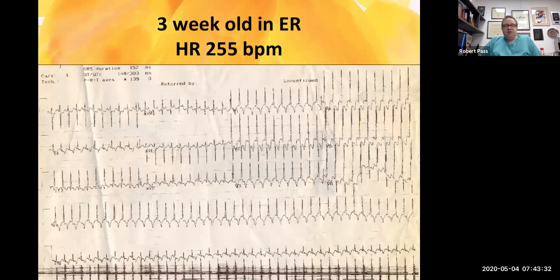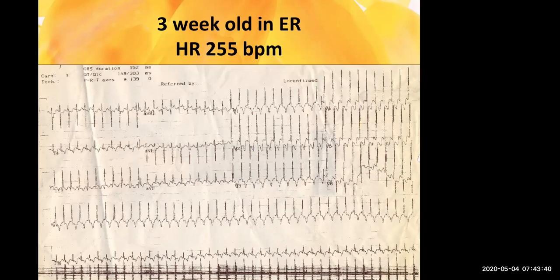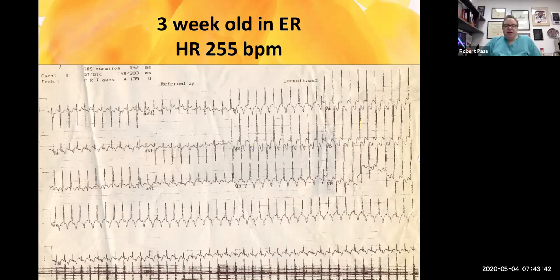And is this heart rate consistent in a 3-week-old with ORT or AVRT? Yeah, it is. So this is most likely AVRT, right? And so what are you going to do about it?